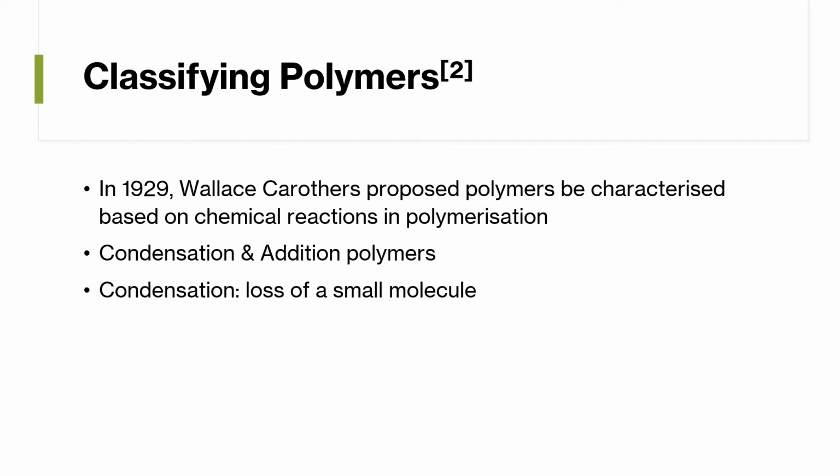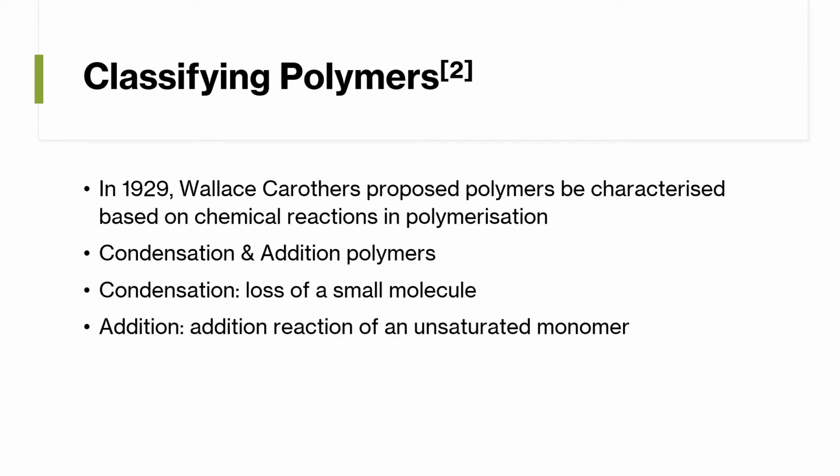Condensation polymers are those prepared from monomers where the reaction is caused with loss of a small molecule, typically water. One family of polymers you'll have come across that fits into this classification would be polyesters. On the other hand, addition polymers are those formed by the addition reaction of an unsaturated monomer. So an example would be polyalkenes such as polyethylene, or more commonly known as polythene.